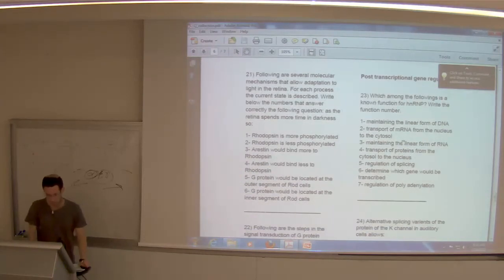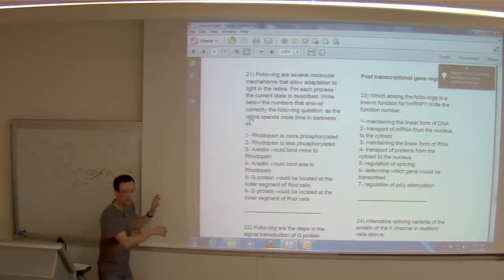Okay, just one more question I'll be reading. Following are several molecular mechanisms that allow adaptation to light in the retina. For each process, the current state is described. Write below the numbers that answer correctly the following question: as the retina spends more time in darkness, so, okay, one is rhodopsin is more phosphorylated, two is rhodopsin is less phosphorylated. So what do you say? In darkness, what happens? Is rhodopsin more phosphorylated or less?